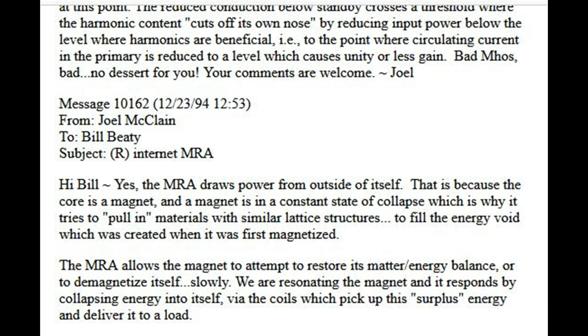That is because the core is a magnet, and a magnet is in a constant state of collapse, which is why it tries to pull in materials with similar lattice structures, to fill the energy void which was created when it was first magnetized. The MRA allows the magnet to attempt to restore its matter/energy balance, or to demagnetize itself slowly. We are resonating the magnet and it responds by collapsing energy into itself, via the coils which pick up this surplus energy and deliver it to a load.